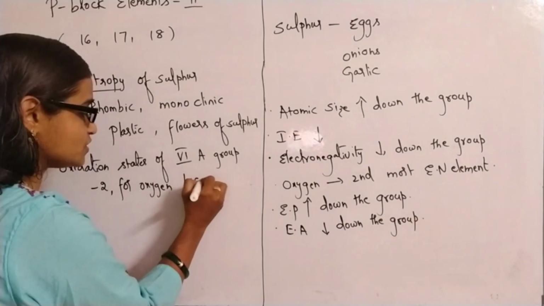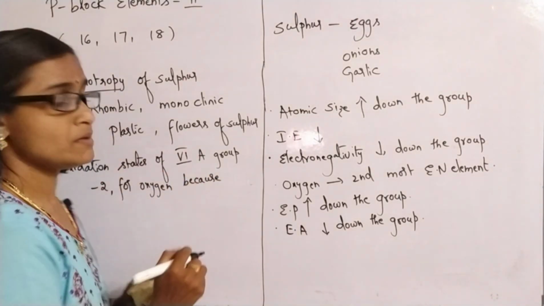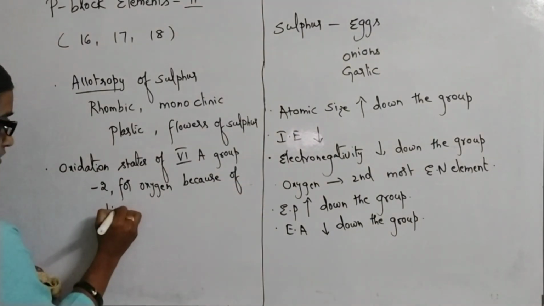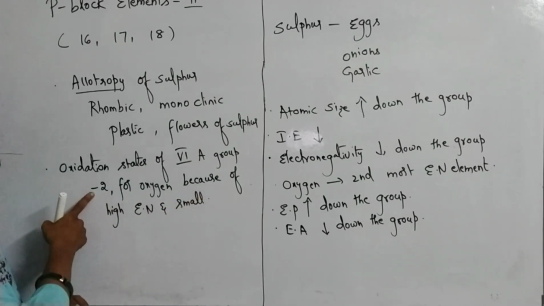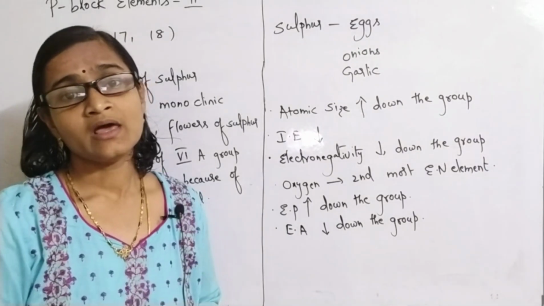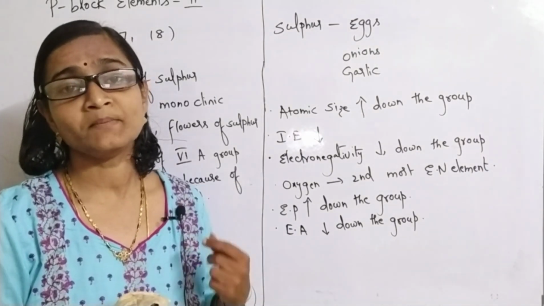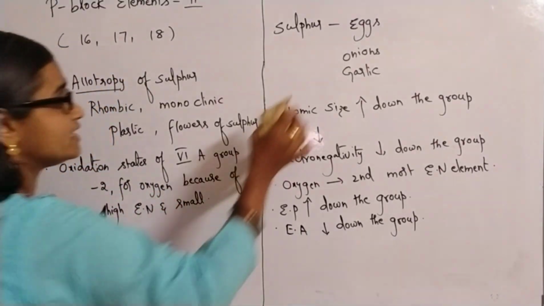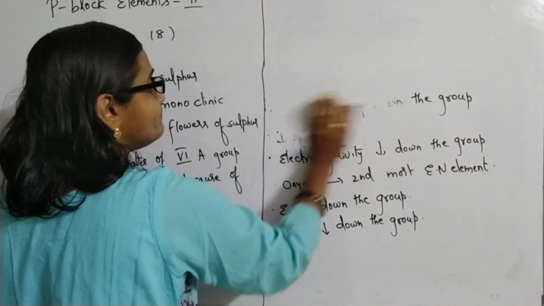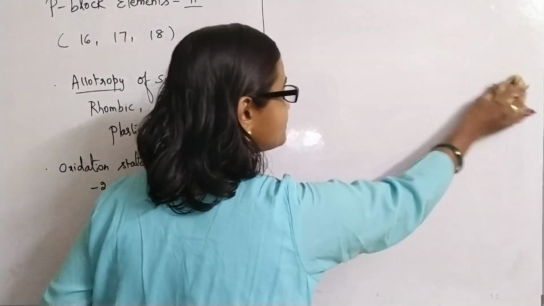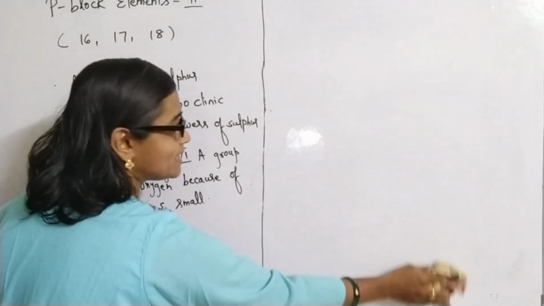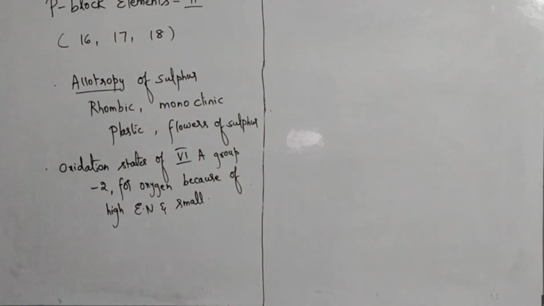Because of high electronegativity and small size, oxygen exhibits a -2 oxidation state in most of the compounds. What about other elements like sulfur, selenium and the rest? They exhibit oxidation states of +2, -2, +4, and also +6. The +6 oxidation state can be exhibited by most of the elements of 6A group. So +2, +4 and +6 oxidation states.